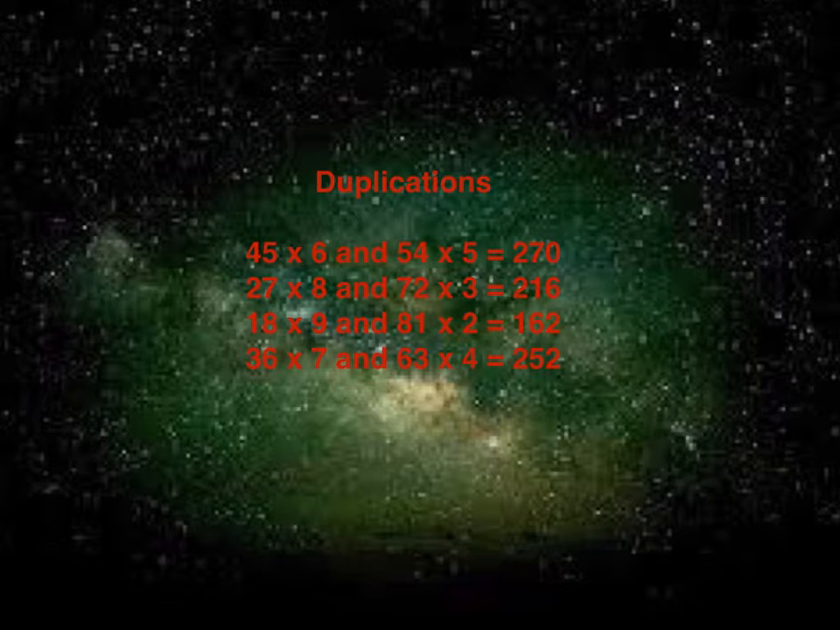45 times 6 and 54 times 5 are both 270. This never happens except in these 4 times. 27 times 8 and 72 times 3 equals 216. 18 times 9 and 81 times 2 equals 162. And 36 times 7 and 63 times 4 equals 252, a nice palindrome. These are the only duplications you get in the whole entire system. Again, it's redefined the 8, 1, 7, 2, 3, 6, 4, 5.